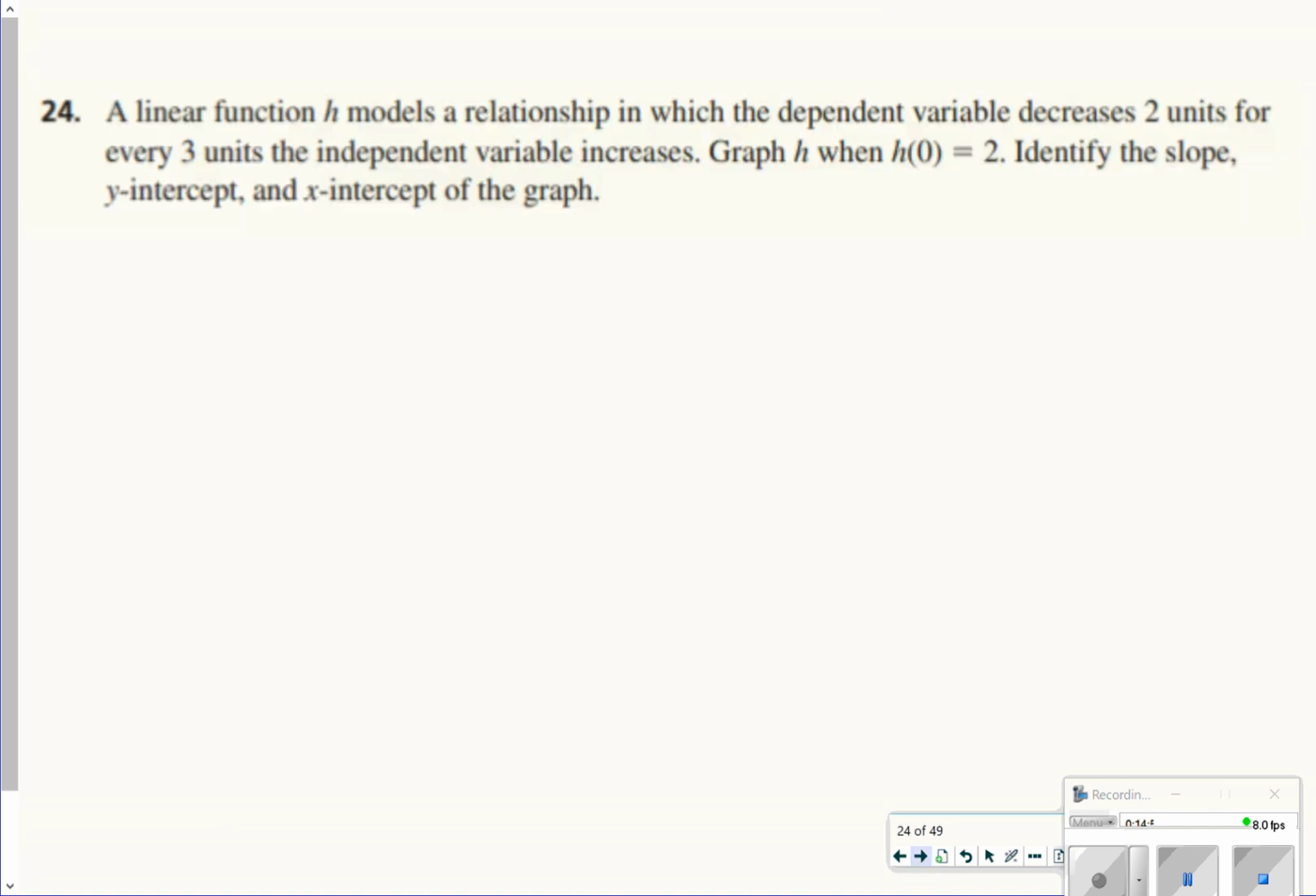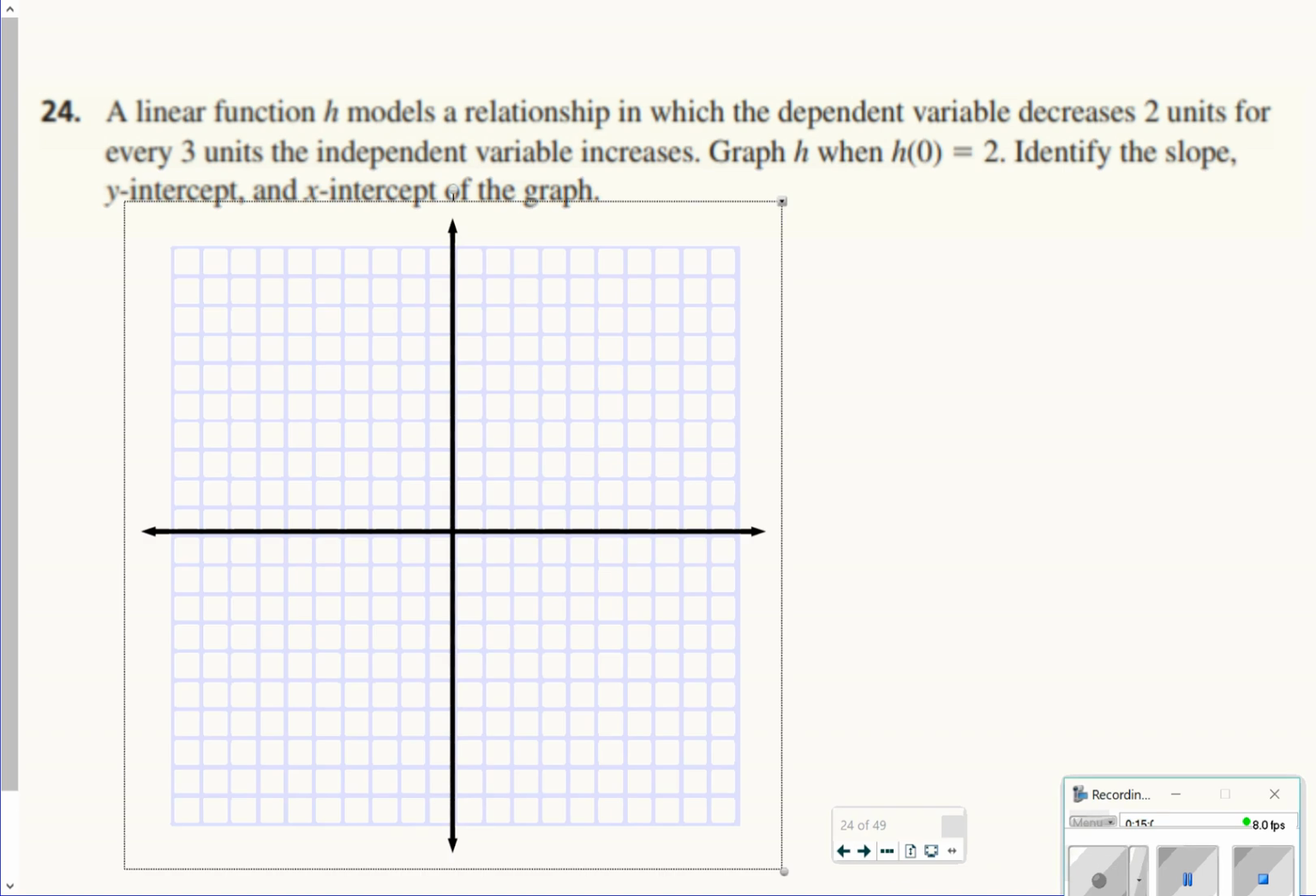For number 24, this one is talking about a linear function, and we are going to graph it, so I'm going to get a picture of a graph on here. And what we're looking for is the independent and dependent variables. It says the dependent variable, which is always your y, is your slope. It decreases 2 units for every 3 units. So your slope is -2 for every 3 units of x. So that would be y over x, which is your rise over run.